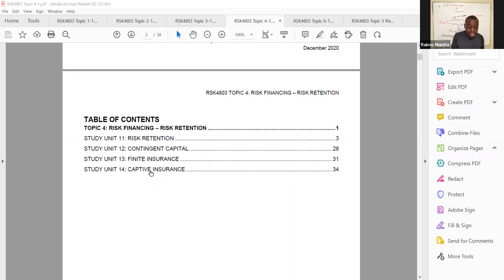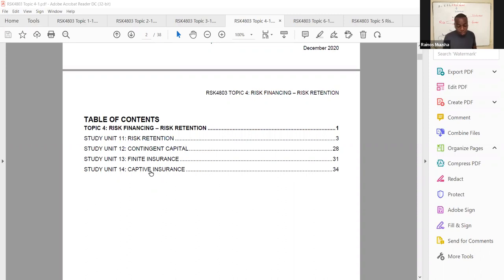So where captive insurance comes in is we are now going to say, you know what, instead of us going the commercial insurance route, why don't we create our own subsidiary, which is an insurance company whose main mandate is to insure me as the parent company.